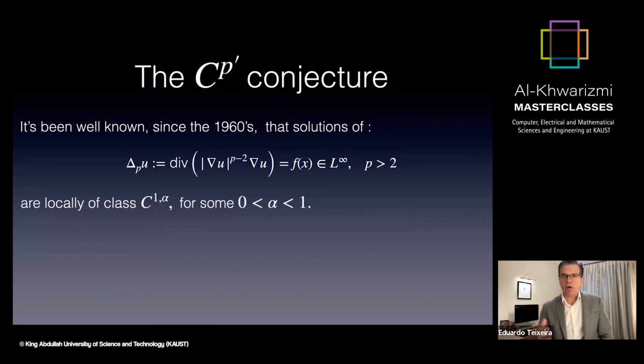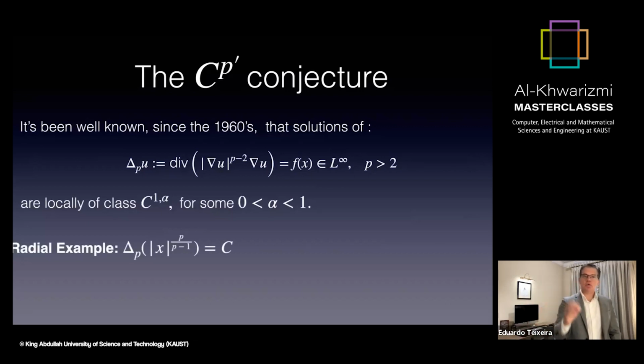There are several counterexamples, but there is one specific counterexample, which is this one. If you compute the P-Laplacian, this is a one-line calculation, of this radially symmetric function, the absolute value of x to the power p divided by p minus 1, you get a constant. And a constant, of course, is a bounded function, right? And this function is not C^2 at the origin, right? It's not C^2 at the origin because p divided by p minus 1 is a number greater than 1, but less than 2. Okay?